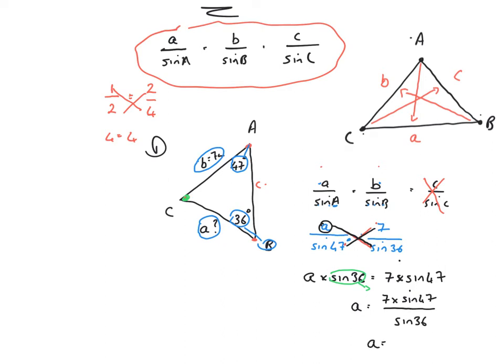Okay, now at that point, you want to pick up your calculator and press that button. Once you do so, the next thing you want to do is on the top line of the calculator, write this in, say 7 times sine 47, then go to the bottom of the calculator and put in sine 36, and at that point, you just hit equals. Okay, now at that point, you should get 8.7 centimetres.